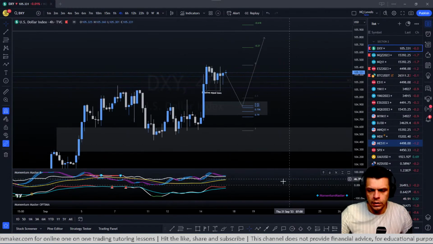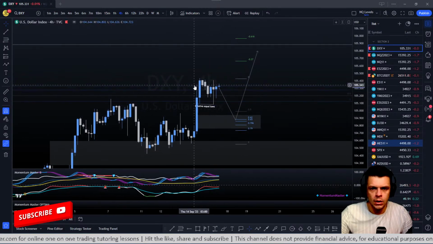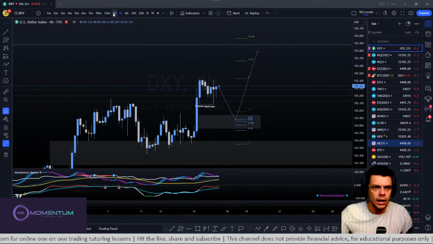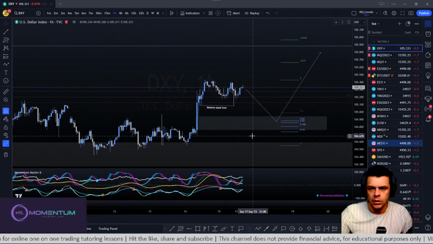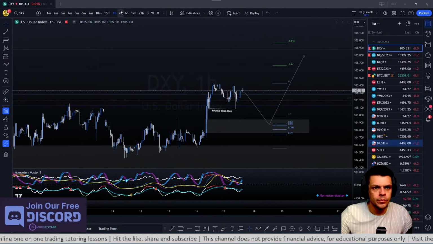You can see on the indicator, it looks like the 4 hour is also starting to lose momentum. That might just need to come back, as mentioned, on the 1 hour to reprice, reset, and then continue to the upside.